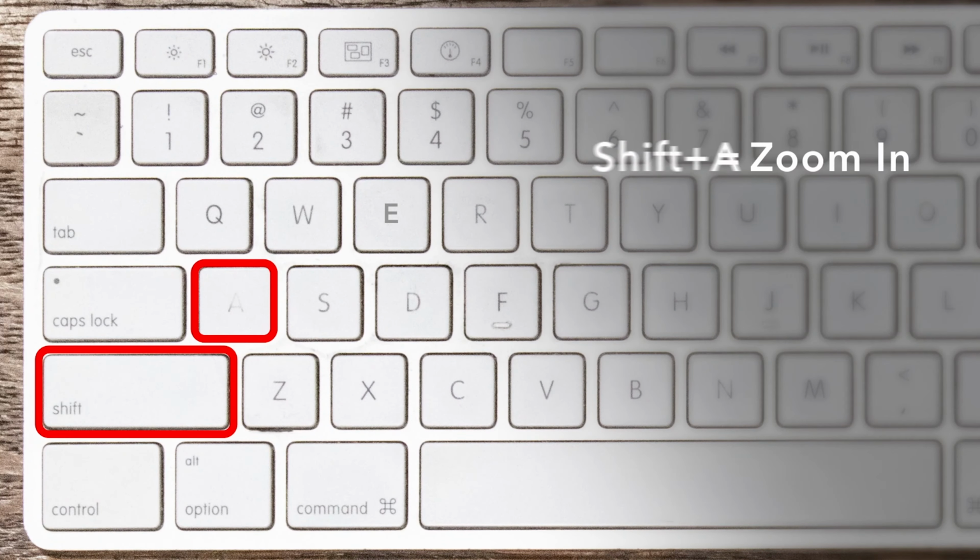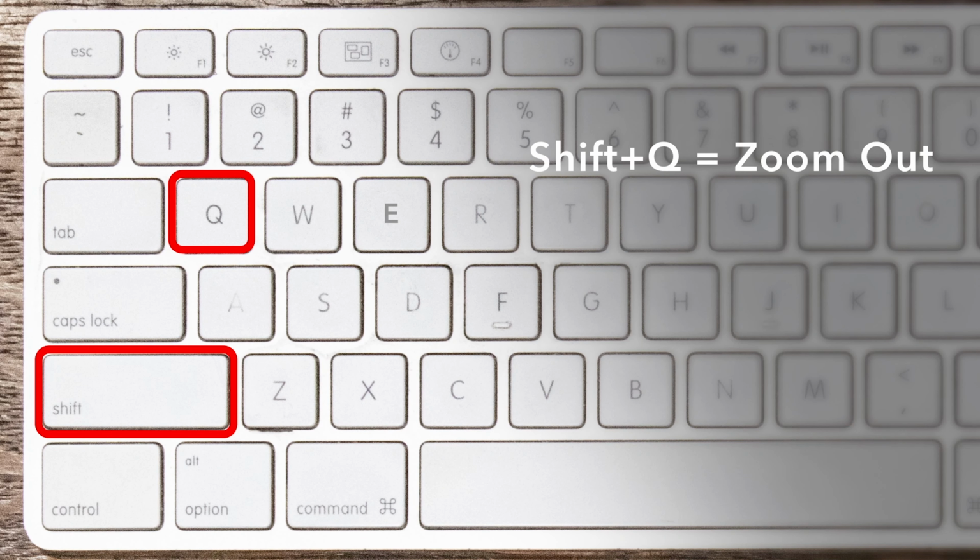Another set of hotkeys that are all related that I use all the time are zooming in on the timeline, zooming out on the timeline, and zooming to fit the timeline. So for me, zooming in on the timeline is Shift+A. If I want to zoom out, I'll hold Shift+Q. And this is in just increments.